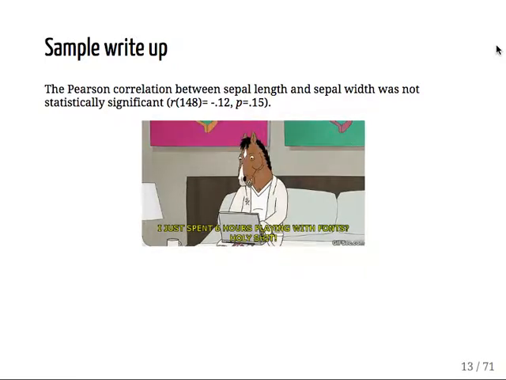So you would write something like: the Pearson correlation between sepal length and sepal width was not statistically significant, and then you would report the correlation value and the p-value. Yeah, that's an APA-style type of write-up.